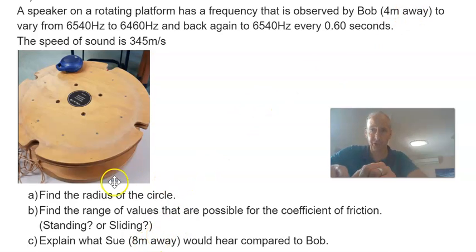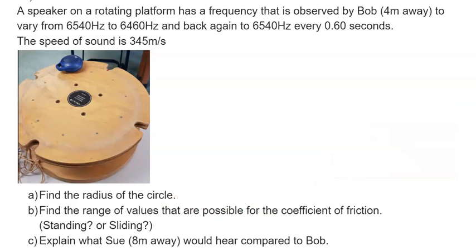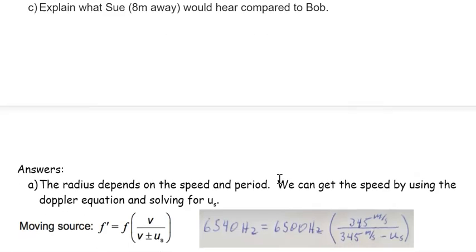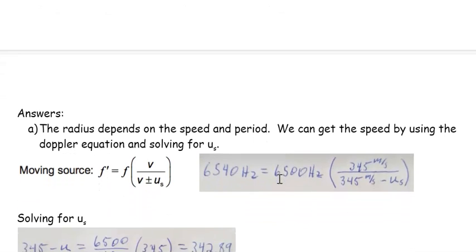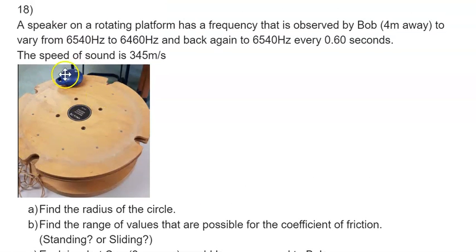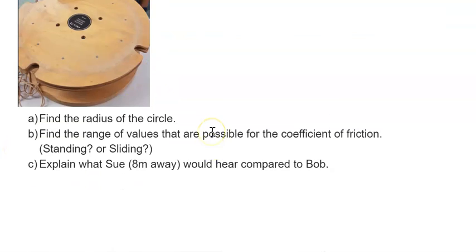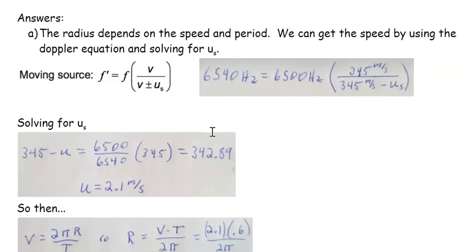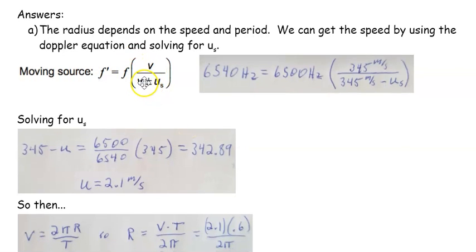So let's do A and B then, since we've already done C, and take a look at what happens here. It looks like the first thing we need to do is realize that it's the moving source, remember, because it's a speaker that's spinning around in a circle. The source is moving. So we're going to use this equation, and we can either use the plus or minus depending on which numbers we decide to pick.